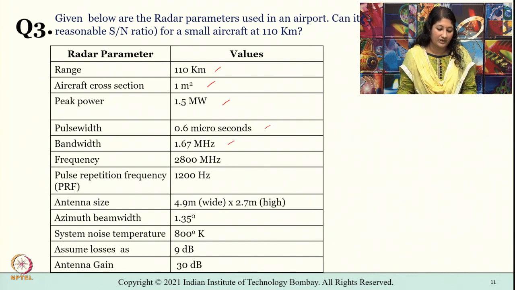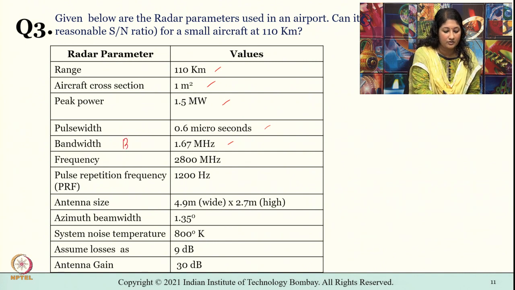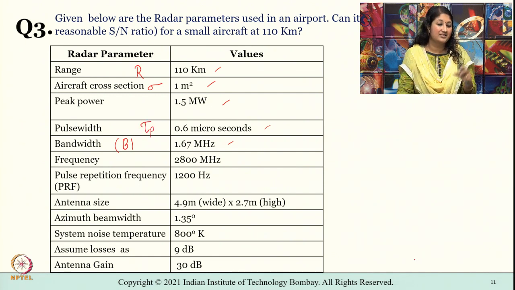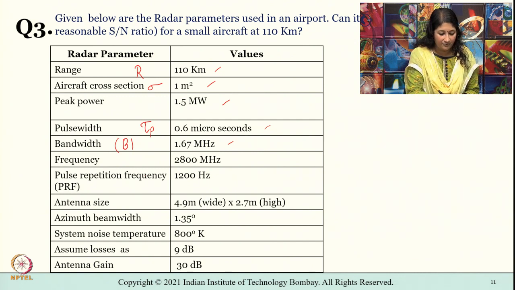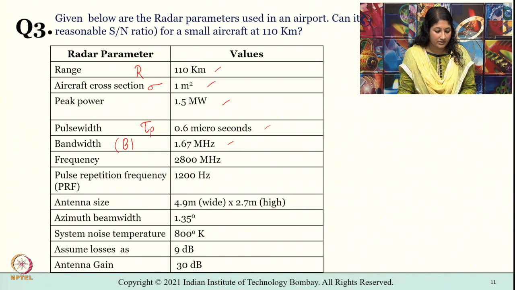given as 1.67 megahertz. Remember, I am always using the terms which were used as part of this course. For example, we use the term B to refer to bandwidth, okay, R to refer to range, aircraft cross section RCS sigma, okay, pulse width tau p. I am using the same notation so that it is easy for you to recollect. Again, frequency is given as 2800 megahertz, pulse repetition frequency or PRF is given as 1200 hertz, antenna size is given as 4.9 meters wide by 2.7 meters high, azimuth beam width is given as 1.35 degrees.